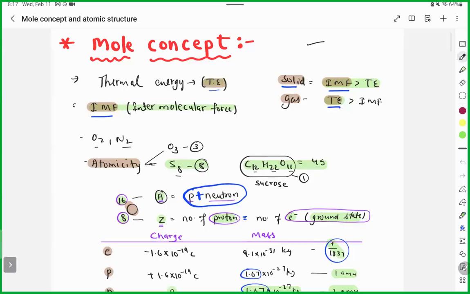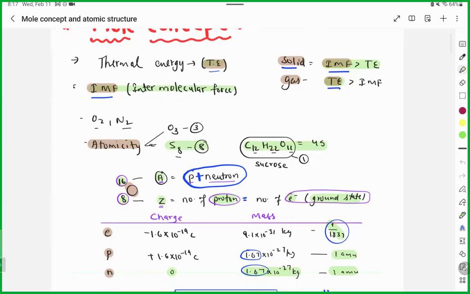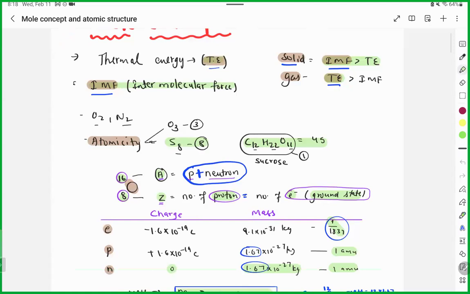Mole concept. There is a concept of thermal energy (TE) and intermolecular force. If you heat the substance, distance will increase, intermolecular force will decrease, and thermal energy will increase. So in gas, distance is more, so thermal energy is more. In solid, particles are very close to each other, so intermolecular force is more.